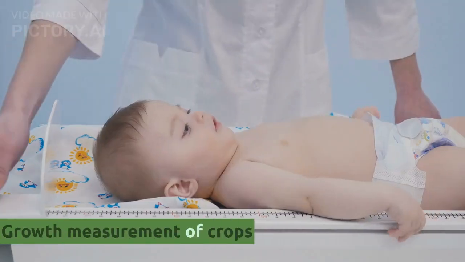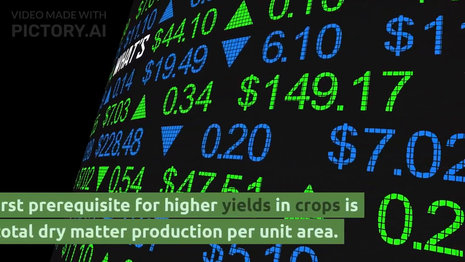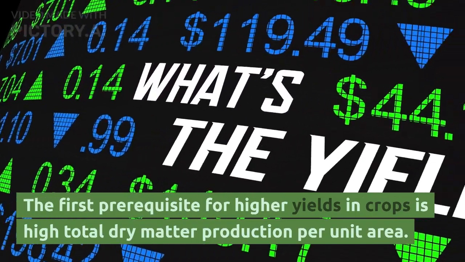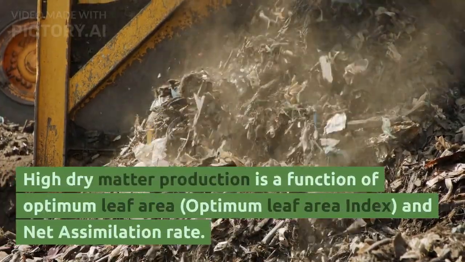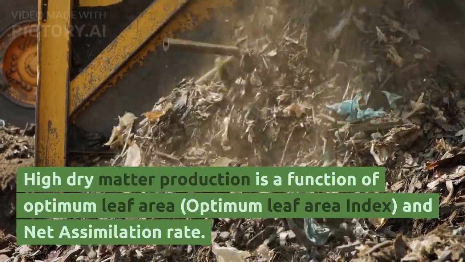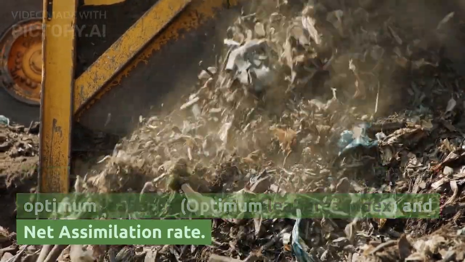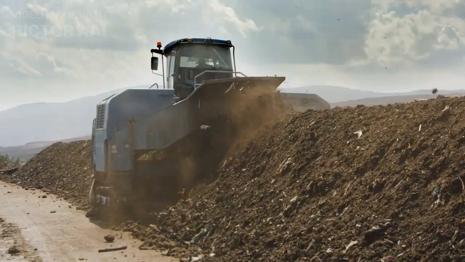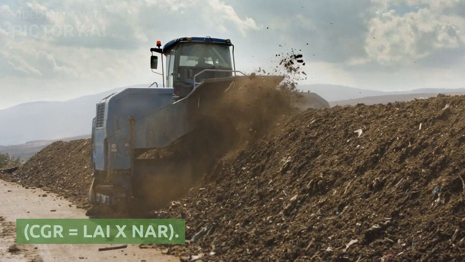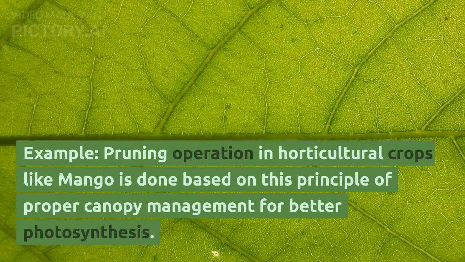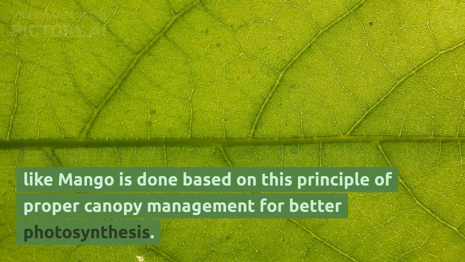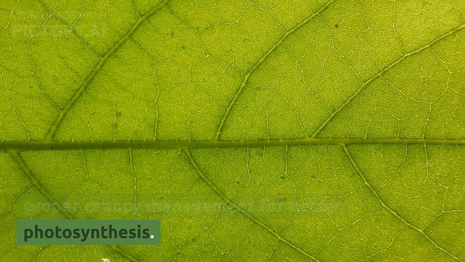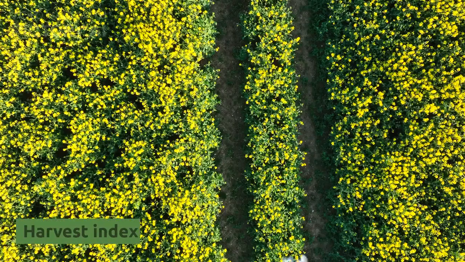3. Growth measurement of crops. The first prerequisite for higher yields in crops is high total dry matter production per unit area. High dry matter production is a function of optimum leaf area index and net assimilation rate. CGR equals LAI x NAR. Example: pruning operation in horticultural crops like mango is done based on this principle of proper canopy management for better photosynthesis.